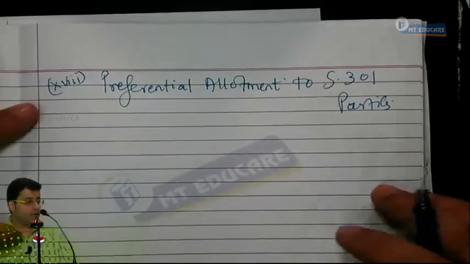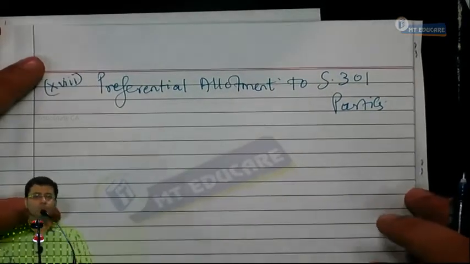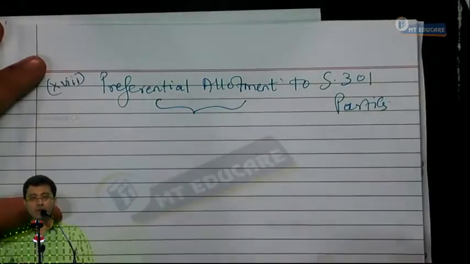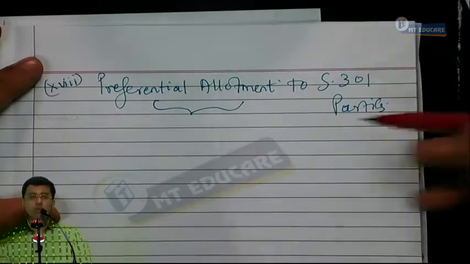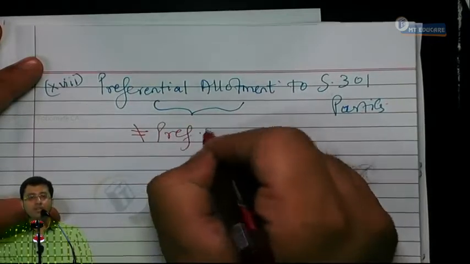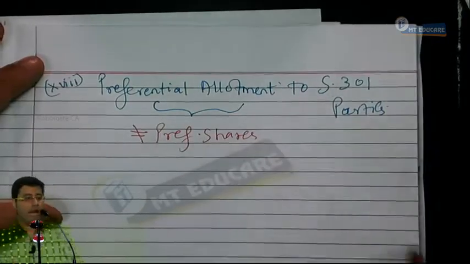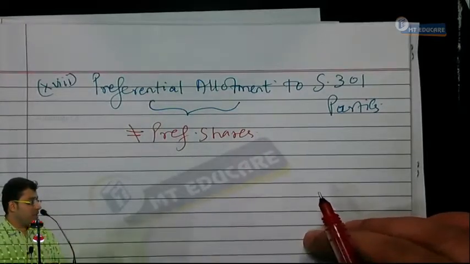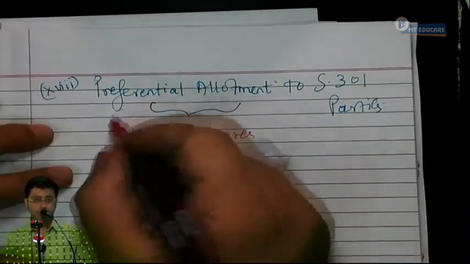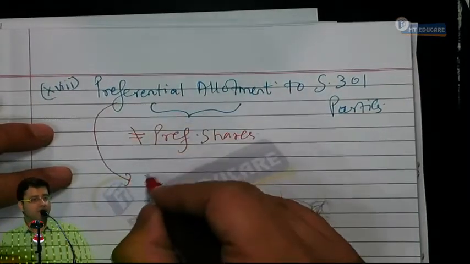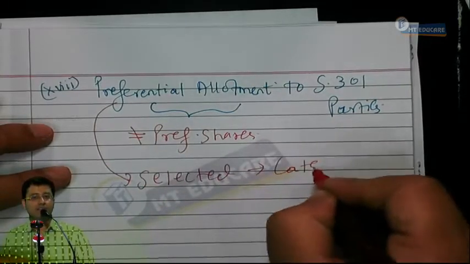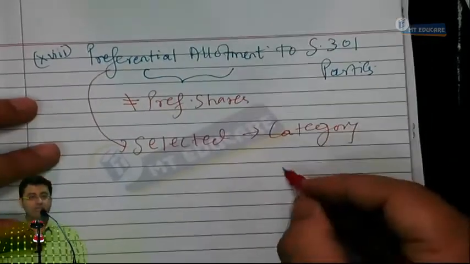Now what I need to tell you all here, please understand. Only one thing, what do you mean by preferential allotment? See, preferential allotment is not allotment of preference shares. I am not talking about preference shares here. Preferential allotment is not the allotment of preference shares. Preferential allotment is given only to some selected category of people. Selected category of people. Sir, give some examples.